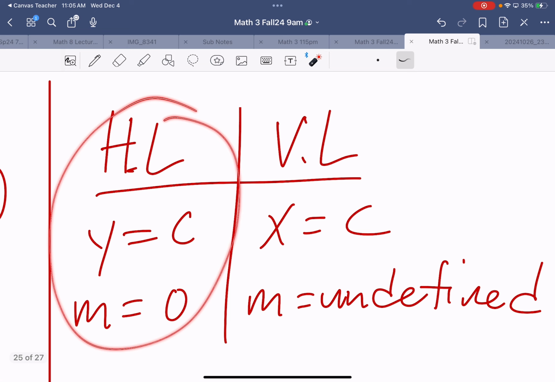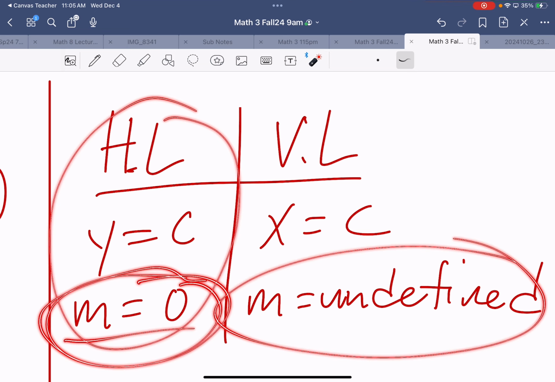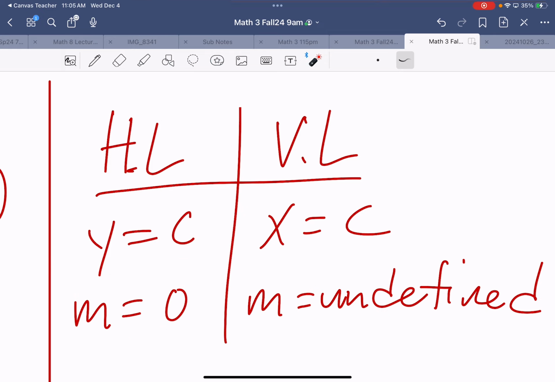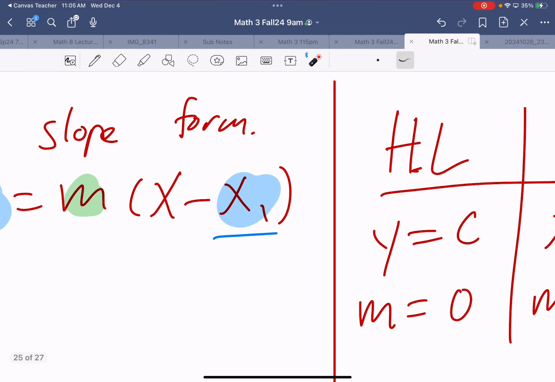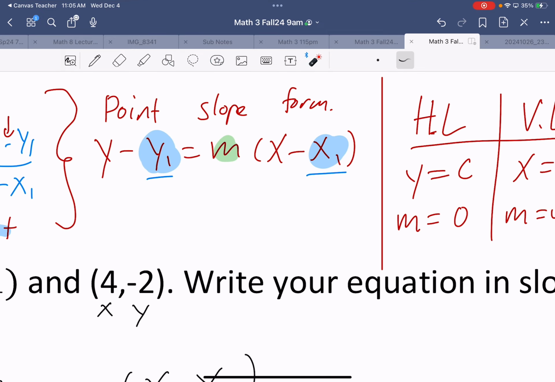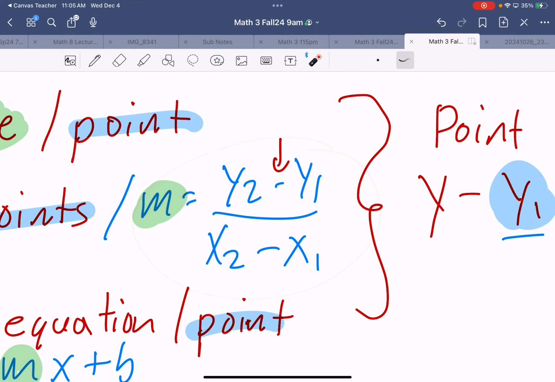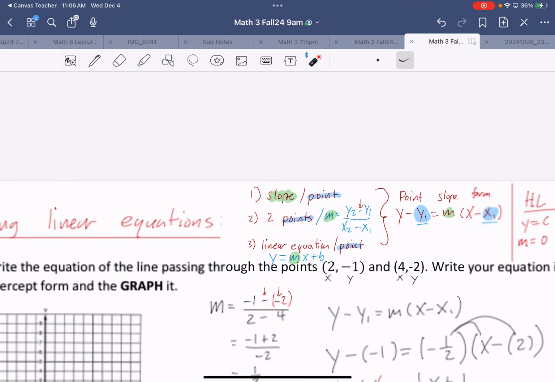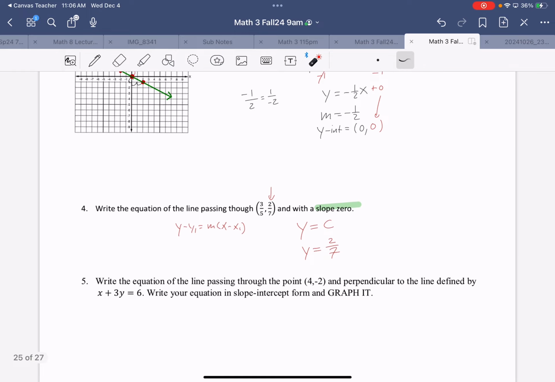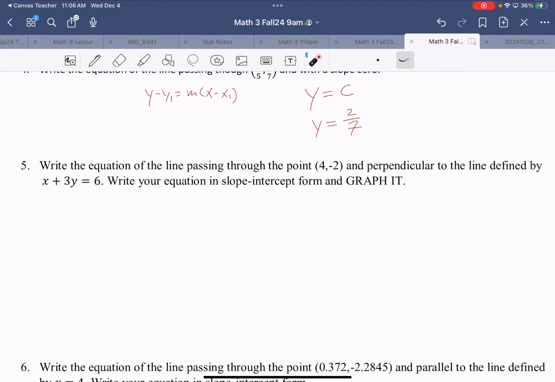these two ideas, that the slope of all horizontal lines is 0, the slope of all vertical lines is undefined, right? And that happens in various ways. Either you're told, you recognize it, or if you're calculating the slope formula, right? If you get 0 in your denominator, that's undefined. But the only way to get 0 in your denominator is if these two numbers are the same. So, something to keep in mind.